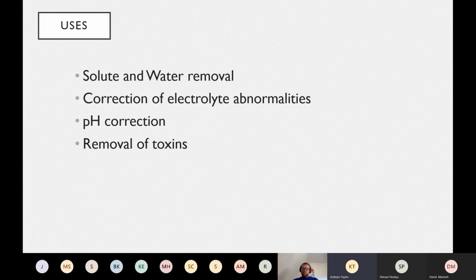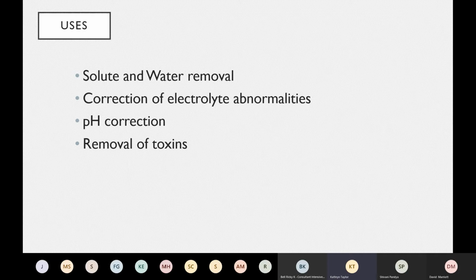So we can use it to remove solutes and water, we can correct electrolyte abnormalities, we can correct pH, and we can remove toxins. So normally, when we use it in critical care, we use it with somebody who's got an AKI, and then one of the following conditions. Normally, if they've got fluid overload that's not responding to diuretics, if they're hyperkalemic, or if they're severely acidotic, we could use it. If they've got a rapidly climbing urea or creatinine, or if they're symptomatic with uremia, so things like encephalopathy, pericarditis, bleeding, or if they're oliguric or anuric.